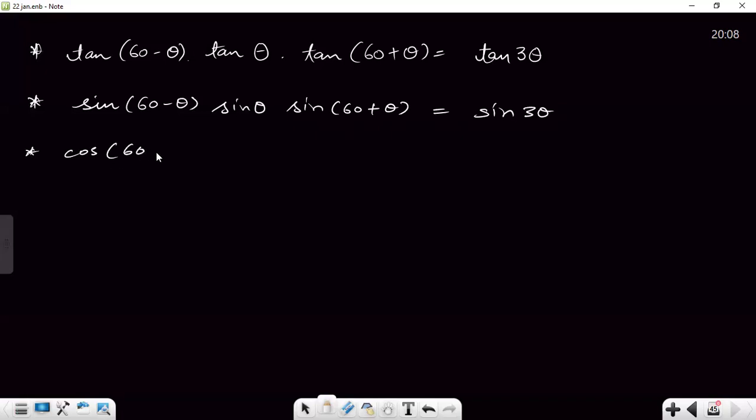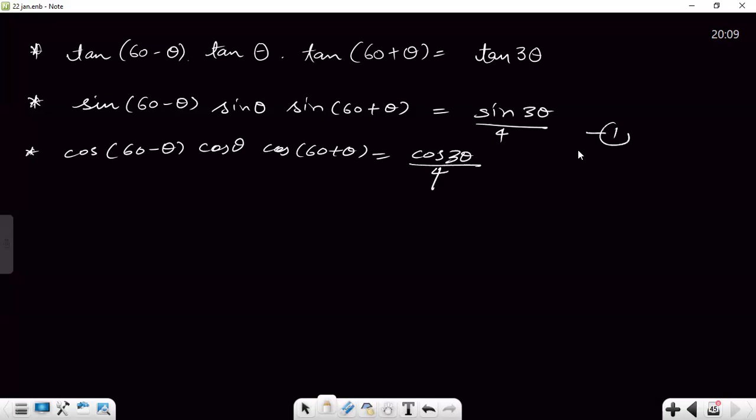Cosine of 60 minus theta, one thing I have missed. It's not 4 times sine of 3 theta, it's actually sine 3 theta divided by 4. And cos 60 minus theta, cos theta, cos 60 plus theta equals cos of 3 theta divided by 4.